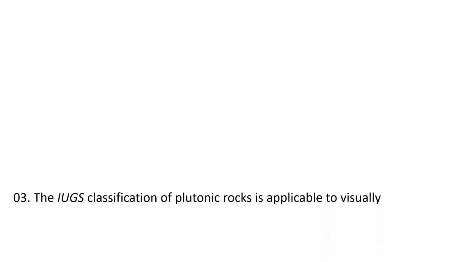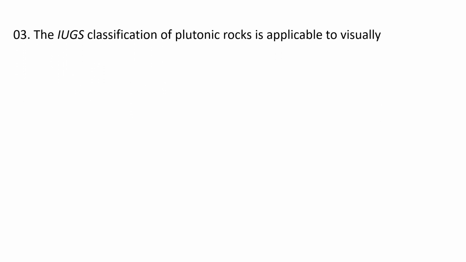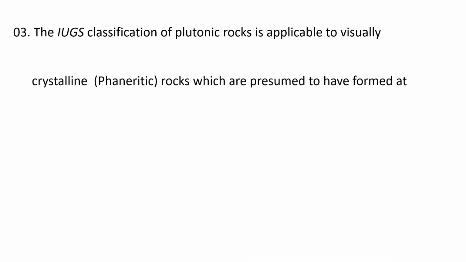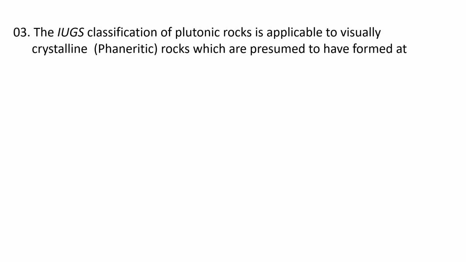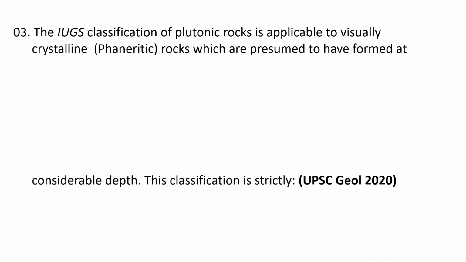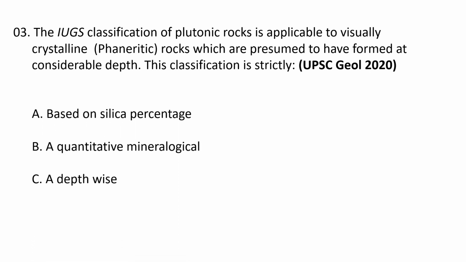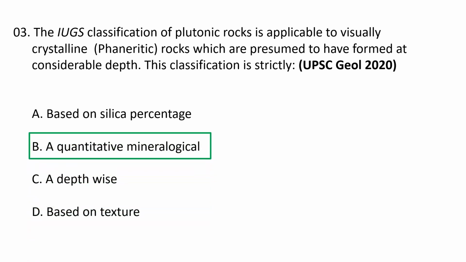Coming to the third question: the IUGS classification of plutonic rocks is applicable to visibly crystalline, that means phaneritic rocks, which we can see, which are presumed to have formed at considerable depth. This classification is strictly A. Based on silica percentage, B. A quantitative mineralogical, C. Depth-wise, D. Based on the texture. The correct answer is B, based on a quantitative mineralogical basis.